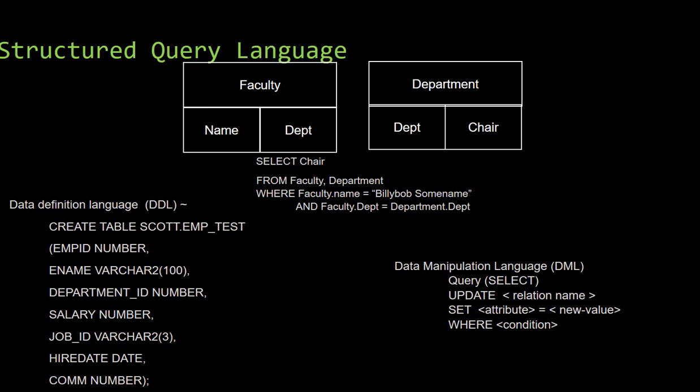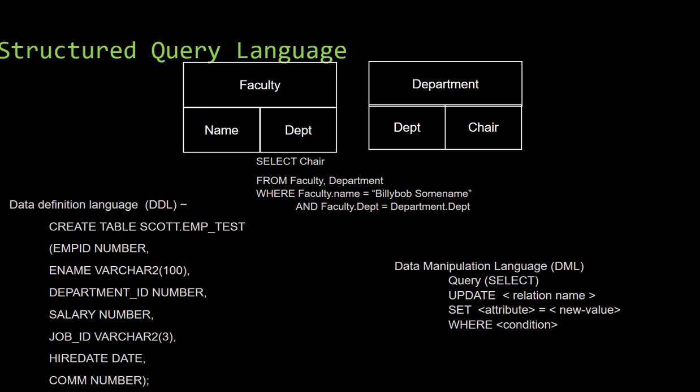Now I can also define information with structured query language. You can see I've got a DDL here, data definition language. Here I'm going to create a table. I won't go through all the code here, but that's what I'm doing. I'm defining an element with SQL. On the right side, I've got a data manipulation language example, DML. I'm going to query, and I'm going to select the information.